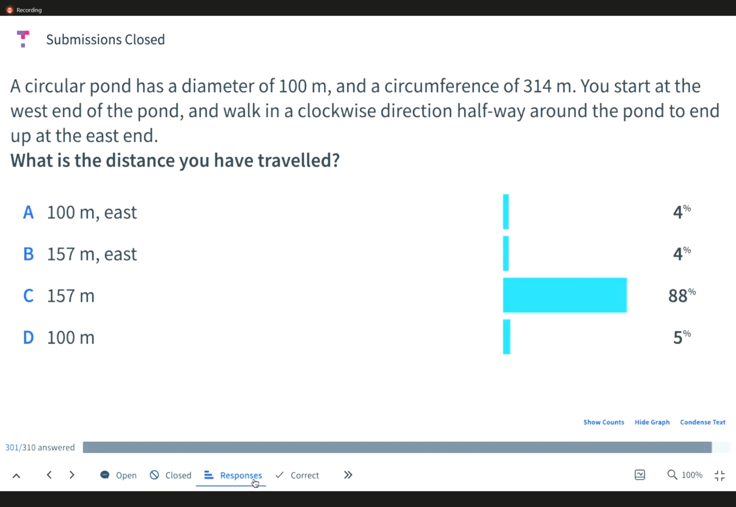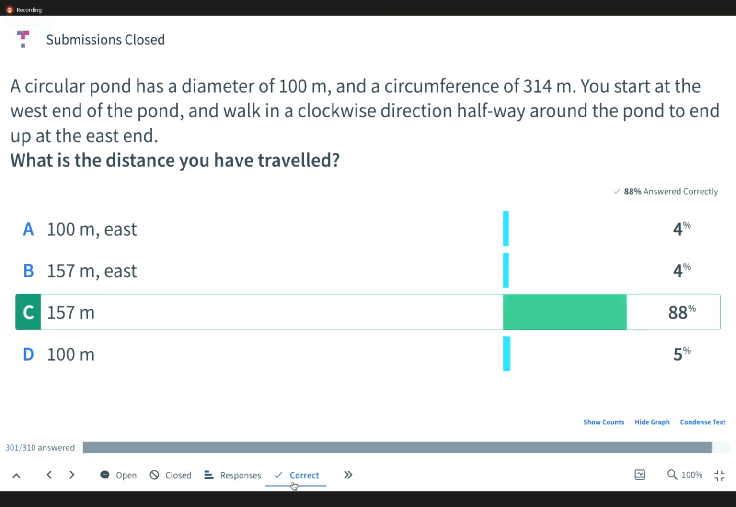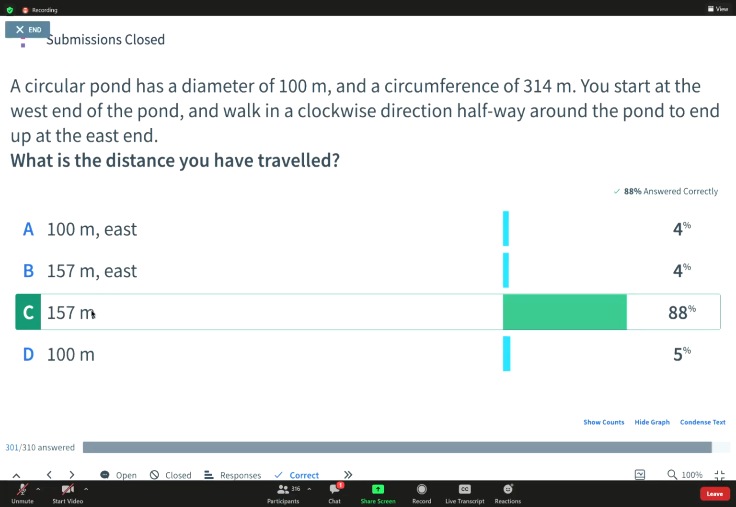Right. So what we see is that the vast majority of people said 157 meters, and that is correct because we know distance is a scalar. So answers A and B are wrong. That leaves whether the answer is C or D, and distance is always the total length of the path that you travel. So if a circle has a circumference of 214 meters and you travel halfway around it, that means that you travel half the circumference, and your answer is 157 meters.